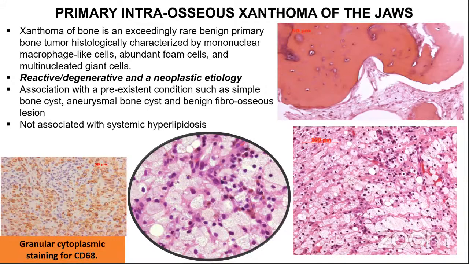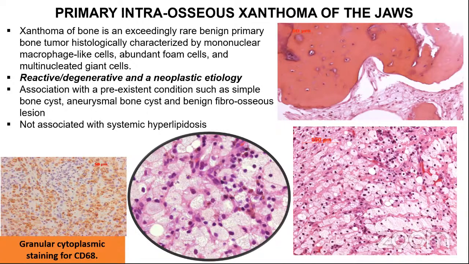Now, central xanthoma of the jaw bones was initially considered to be a reactive process. Some investigators consider it to have a neoplastic etiology. It may be associated with some pre-existing condition like a bone cyst or an aneurysmal bone cyst or even fibrous dysplasia. It's not associated with a systemic hyperlipidosis.